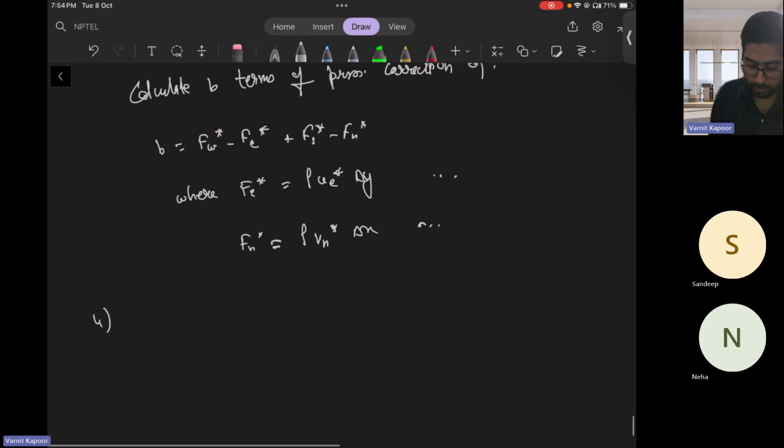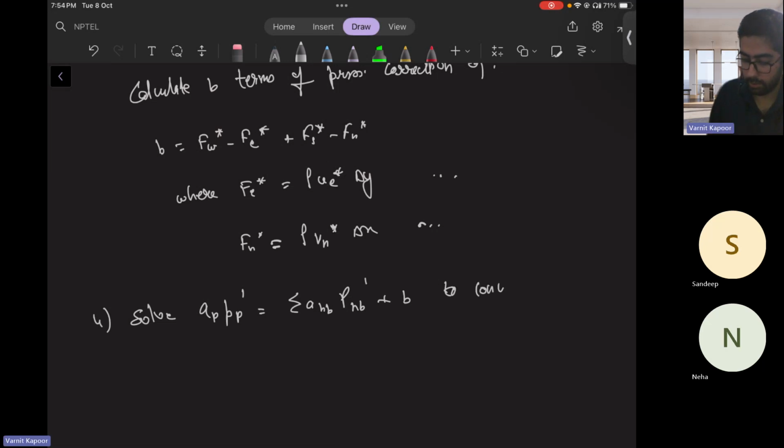Then next step is to solve this pressure correction equation to convergence. You can use Gauss-Seidel line by line method, or line by line TDMA. Like Gauss-Seidel you can use or line by line TDMA.